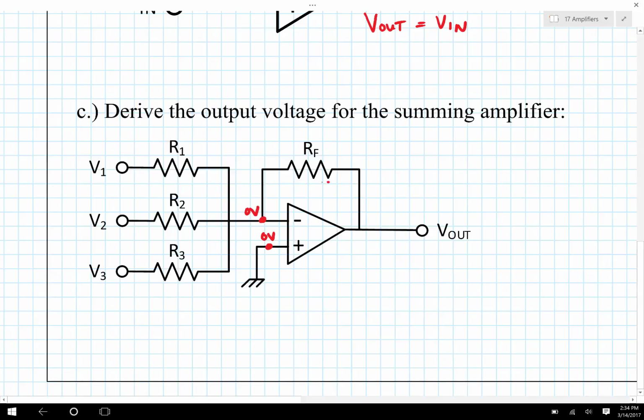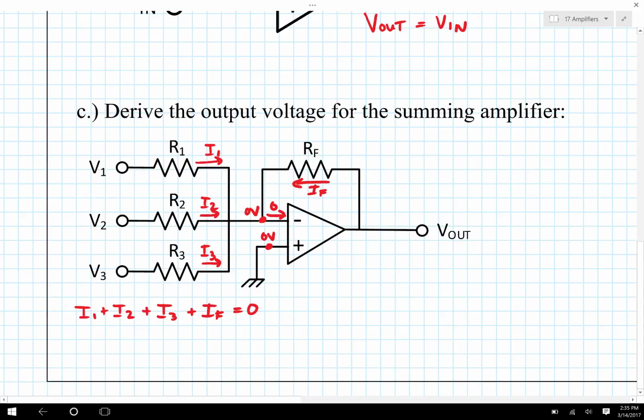I'm going to go ahead and label some currents flowing into the terminal here. So I have I sub f, I have I sub 1, I have I sub 2, and I have I sub 3. And if I do Kirchhoff's current law at the inverting input, then I'm going to have I sub 1 plus I sub 2 plus I sub 3 plus I sub f is equal to 0. Remembering that the current here is 0 amps.